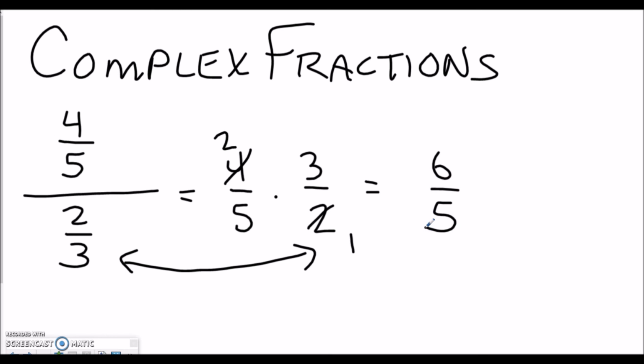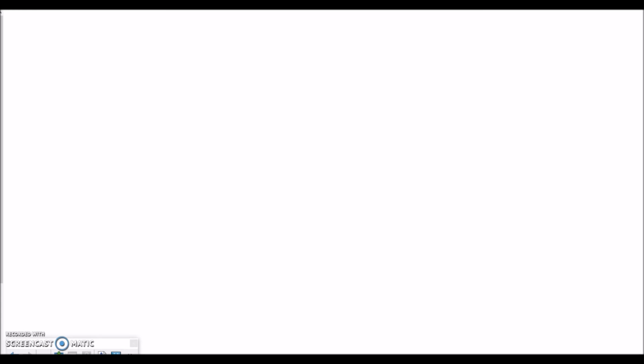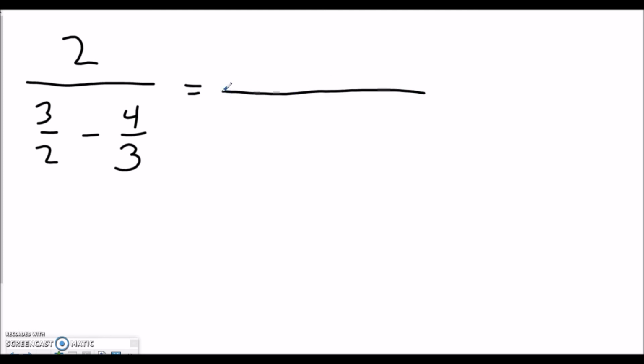So that's a basic complex fraction. Let's keep that in mind as we do some more. Let's try this problem. 2 divided by 3/2 minus 4/3. So not only do we have a complex fraction, we actually have three fractions. And we have a subtraction problem. So let's work this out. Let's focus just on the bottom. 3/2 minus 4/3. We know that if we're adding or subtracting, we need common denominators.